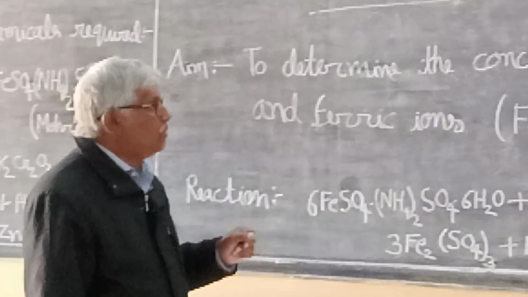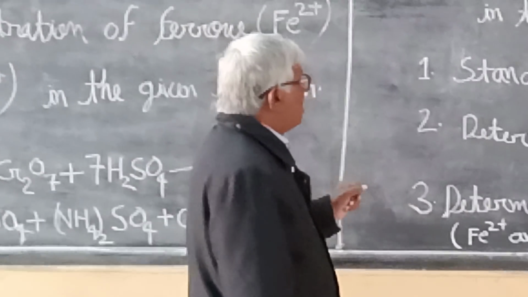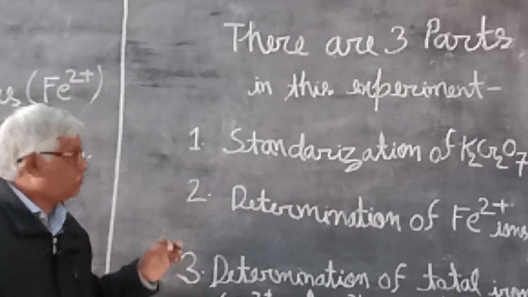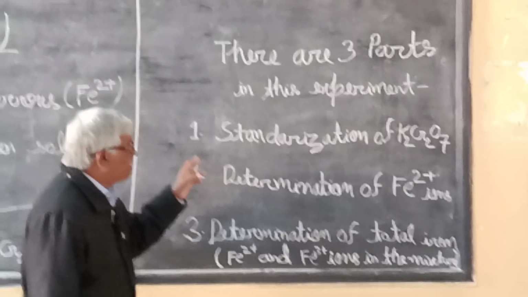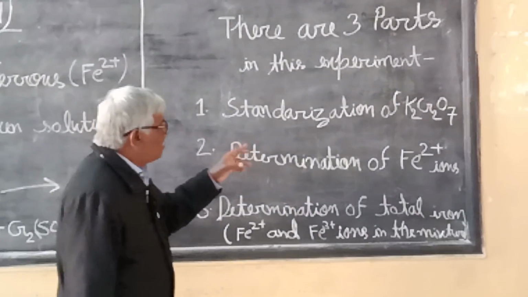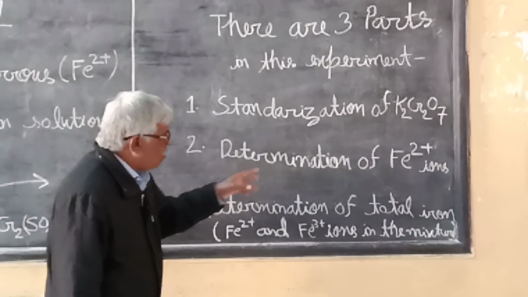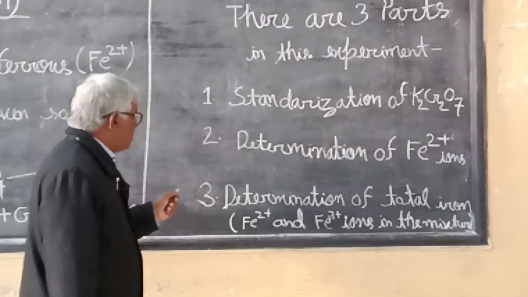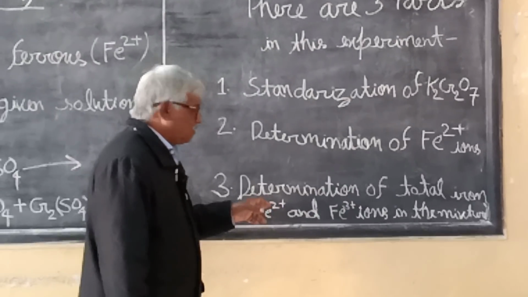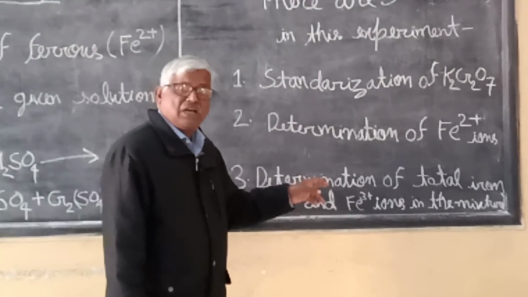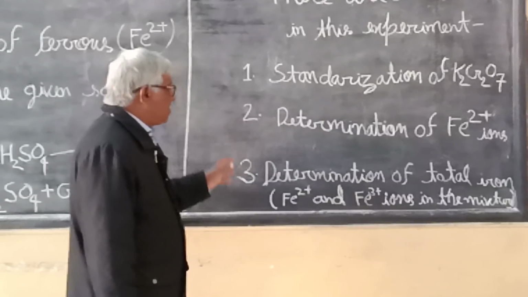In this experiment there are 3 parts. One is standardization of potassium dichromate solution. Second is determination of ferrous ion, and third is determination of total iron, that is, when ferrous and ferric ions are both present in the solution.